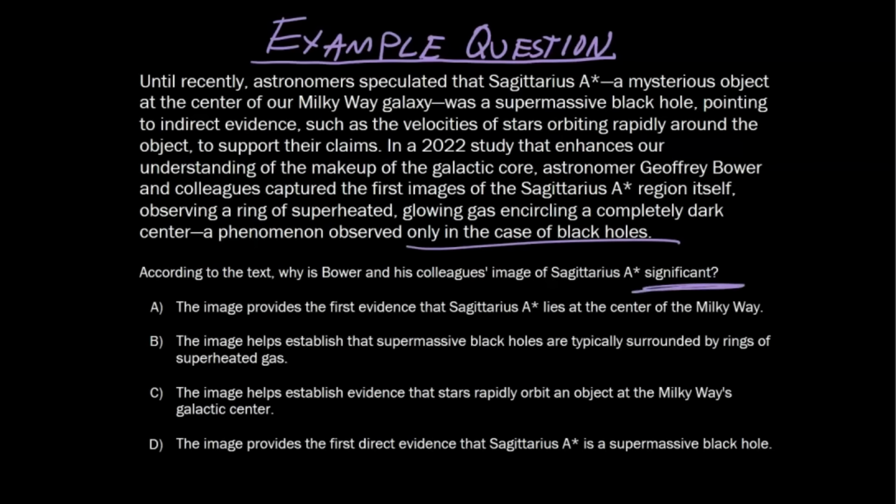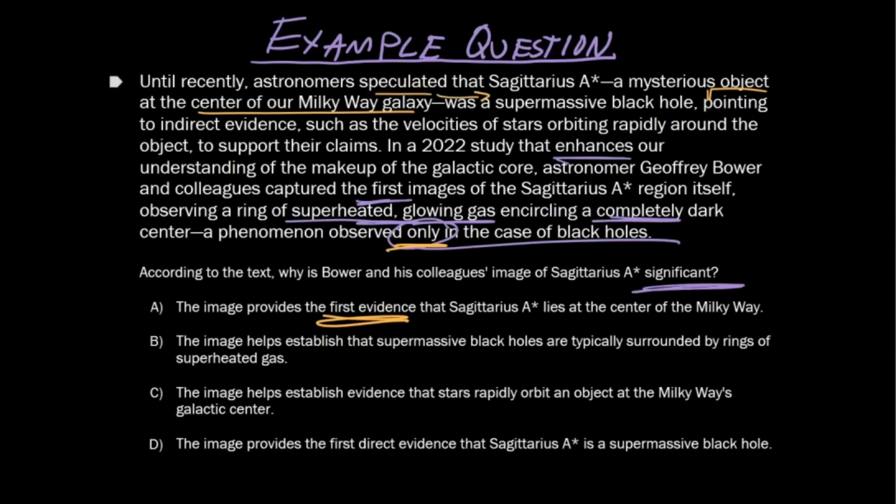What do we see as significant? Well, enhance is probably significant. First is probably significant. Anything that's the first is just significant. Observing a ring of superheated glowing gas seems a little bit significant. Encircling a completely dark center, which is a phenomenon only observed in the case of black holes, that's pretty significant. So we kind of correlated our question to the text here. Let's correlate to an answer. Okay. First evidence that Sagittarius A lies at the center of the Milky Way. Does not say that, because we already have speculation that it's at the center of, or we already know that it's at the center of our Milky Way galaxy.